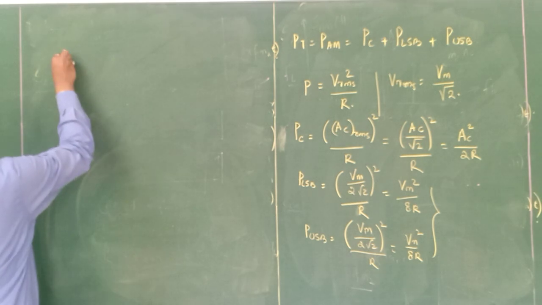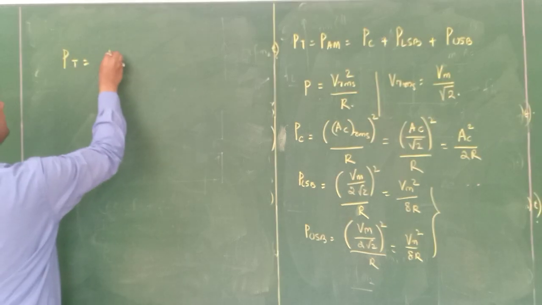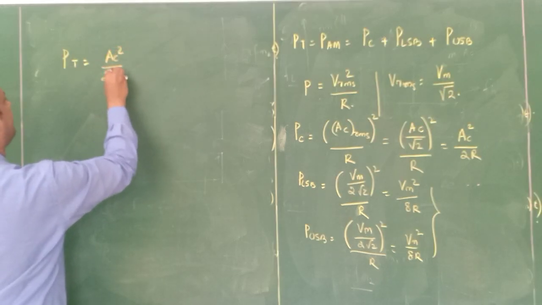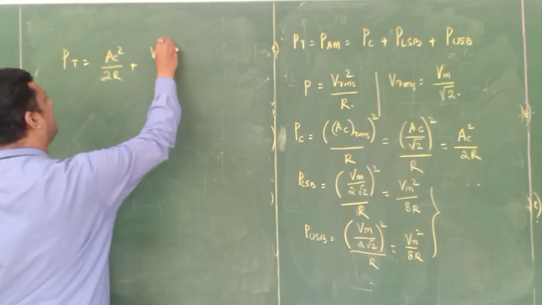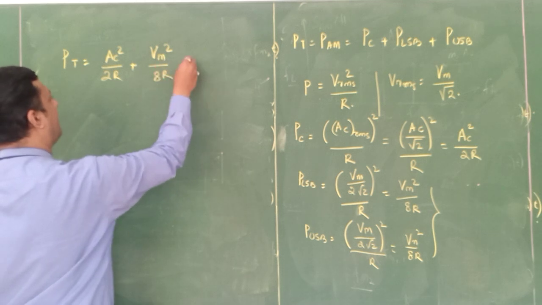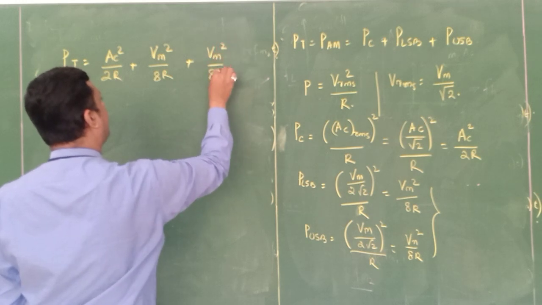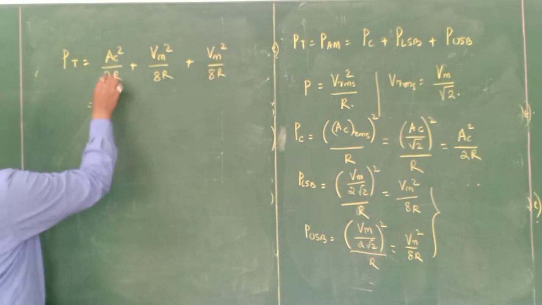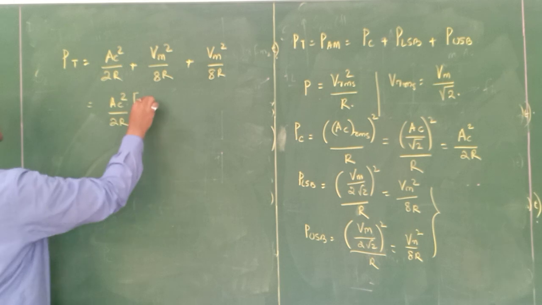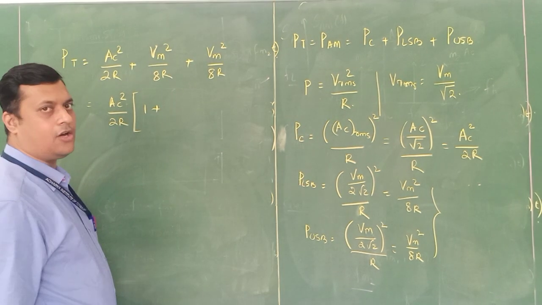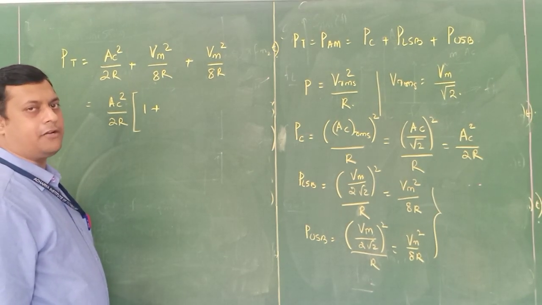So total power PT is equal to PC. How much is PC? It is AC square divided by 2R. Now what is your lower sideband power? Lower sideband power is Vm square divided by 8R. And what is your upper sideband power? It is Vm square by 8R. Okay. Now in this, if I take AC square divided by 2R common, and add these two, it will become Vm square divided by 4R.